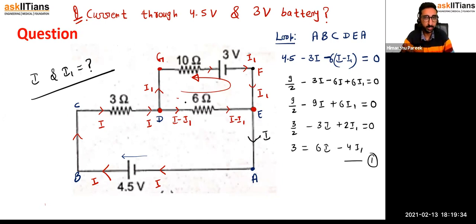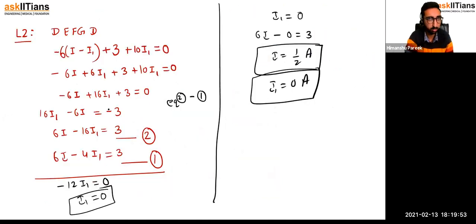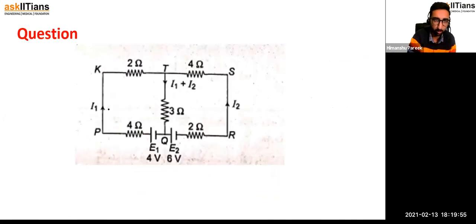Now if somebody asks us what is the potential difference across the 3 ohm, we will say that the current is half, resistance is 3, so 0.5 volt, V is equal to IR. That's the way to solve the Kirchhoff voltage law questions. I'm going to take one more question, which is again based on Kirchhoff current and Kirchhoff voltage law. So let us begin with this question also.